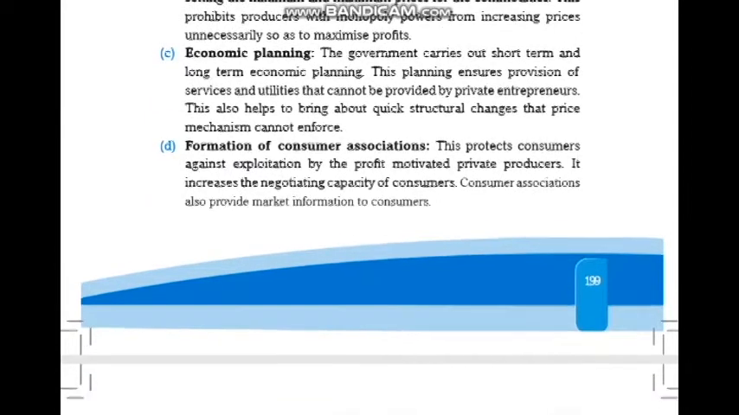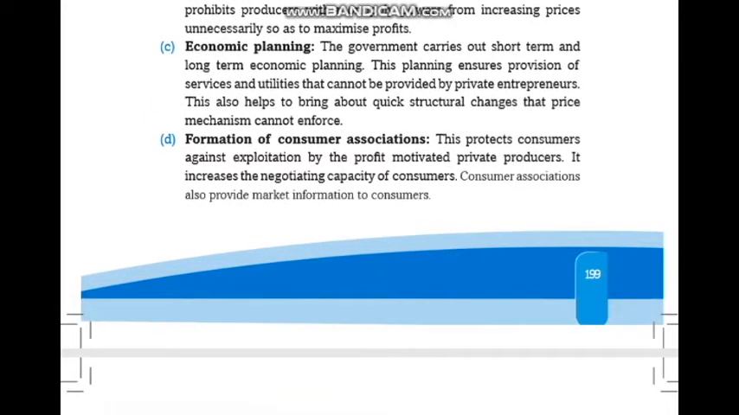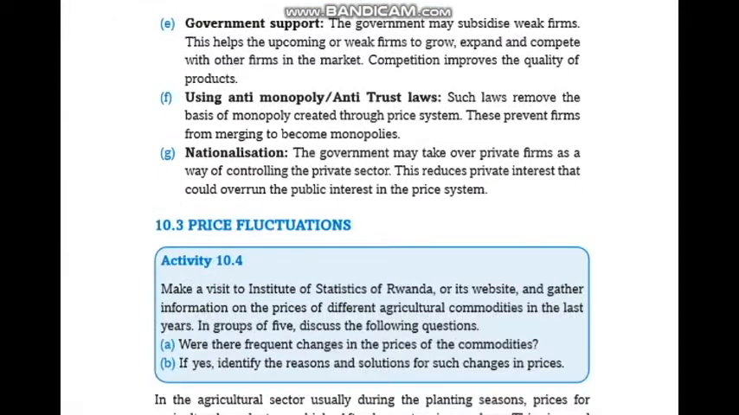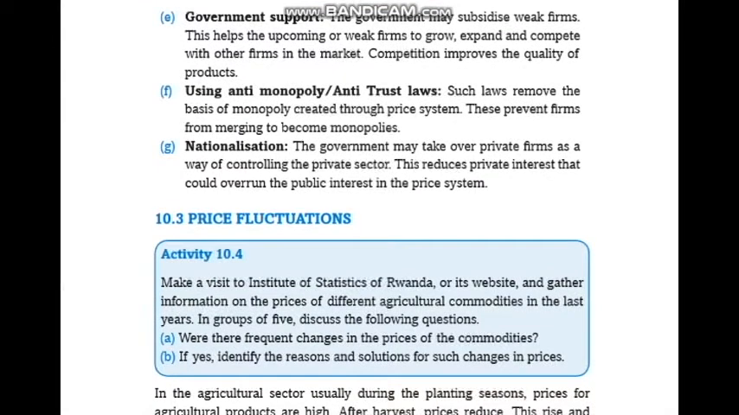Formation of consumer associations. This protects consumers against exploitation by the profit-motivated private producers. Number 5, government support. The government may subsidize weak farms. Small farms that are struggling to survive receive government aid, so they grow and become successful and join the competition. Competition leads to better quality of product.